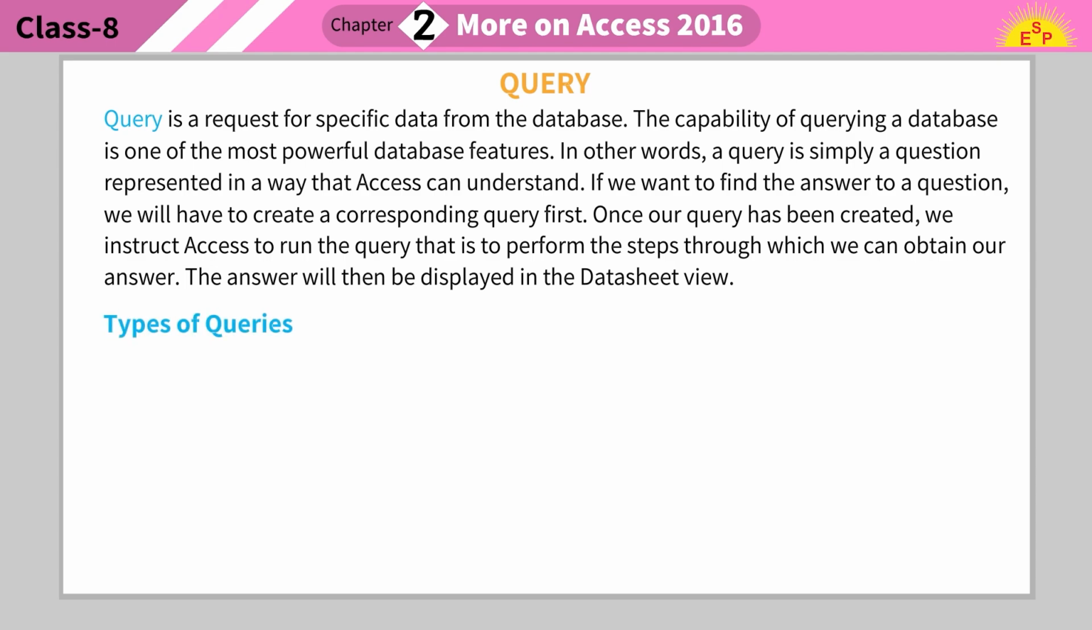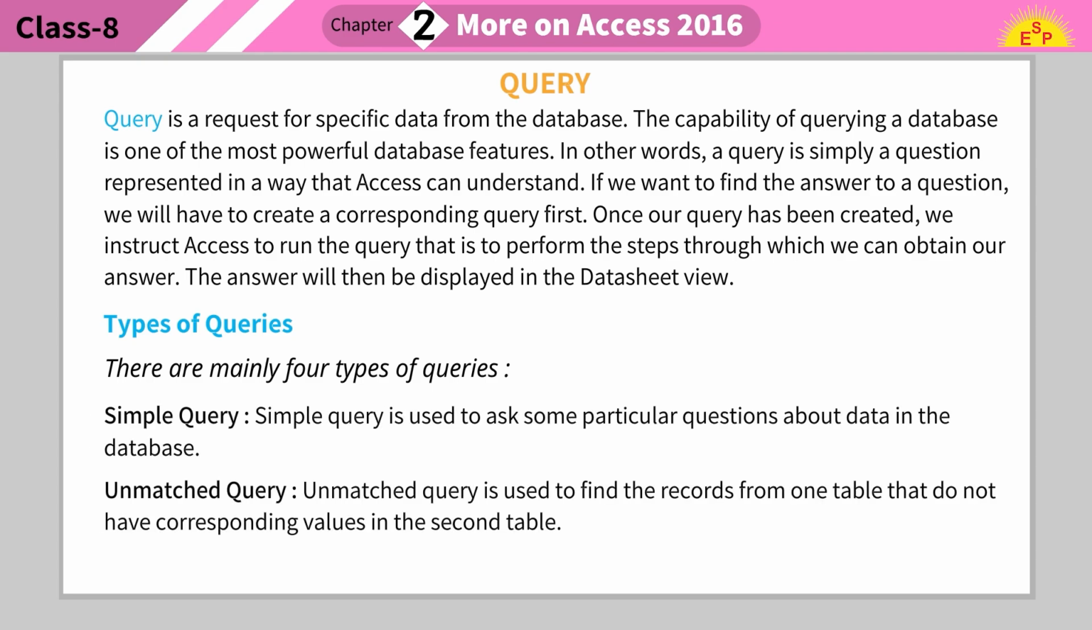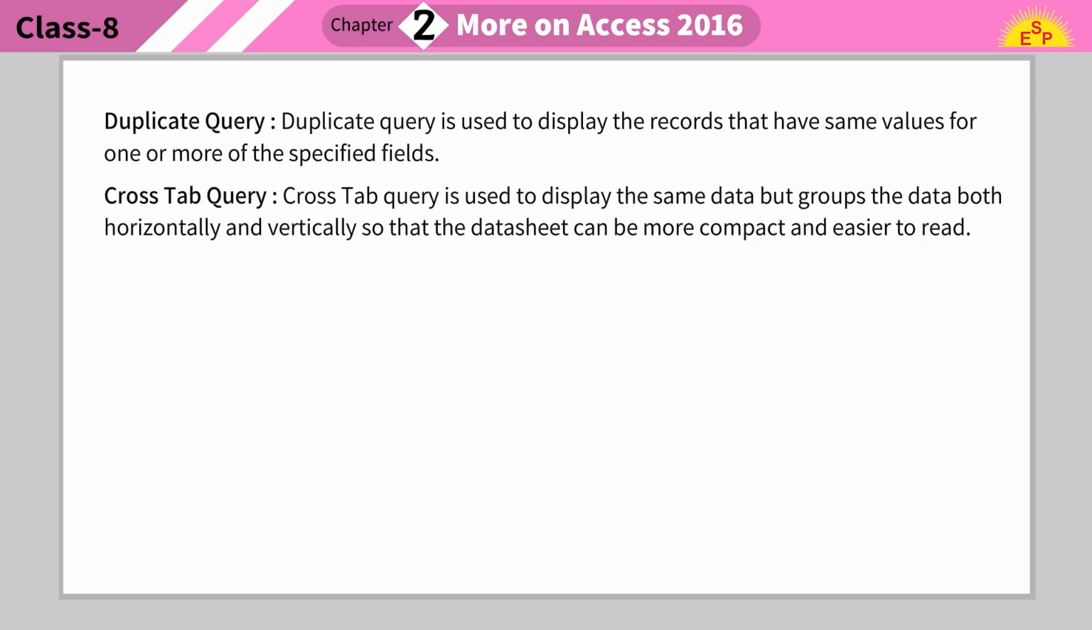Types of queries. There are mainly 4 types of queries. Simple query. Simple query is used to ask some particular questions about data in the database. Unmatched query. Unmatched query is used to find the records from one table that do not have corresponding values in the second table. Duplicate query.